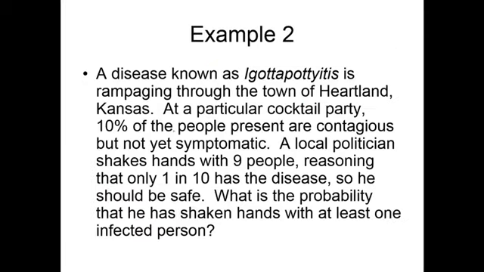Example 2. A disease known as I-got-a-potty-itis is rampaging through the town of Heartland, Kansas. At a particular cocktail party, 10% of the people present are contagious, but not yet symptomatic. A local politician shakes hands with 9 people, reasoning that only 1 in 10 people has the disease, so he should be safe. What is the probability he has shaken hands with at least one infected person?